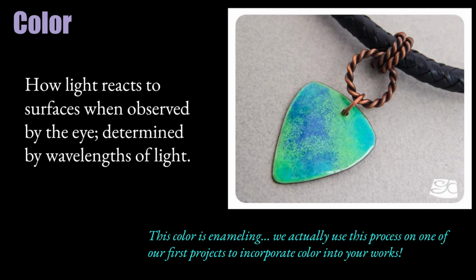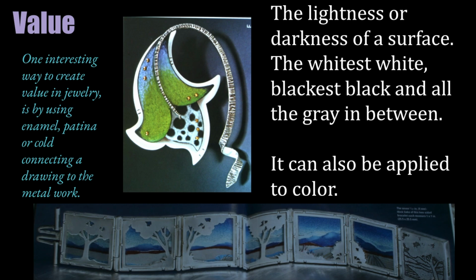Color is how light reflects off an object and interacts with human vision, causing us to see things like red, yellow, and blue. Enameling is one way to add color to metalwork that we will be using in one of our first projects. Here we have value. Value is the lightness or darkness of a surface, the whitest white, blackest black, and each gray in between. It can also be applied to color. An interesting way to add color to jewelry is by cold connecting a drawing to a piece.